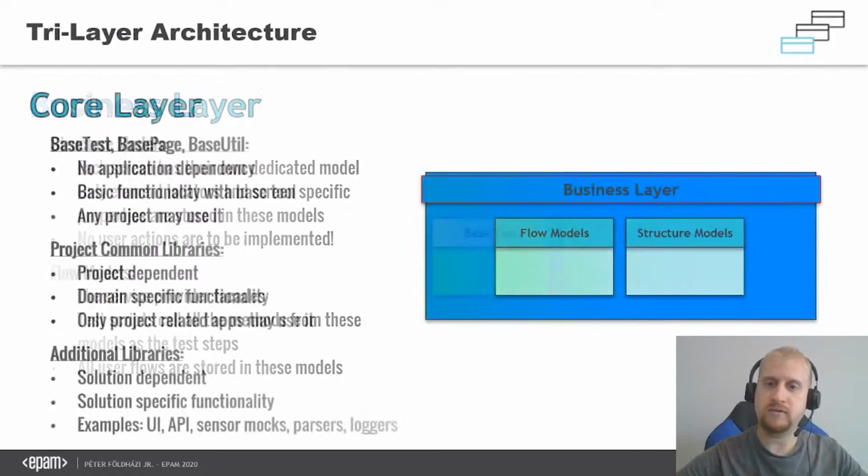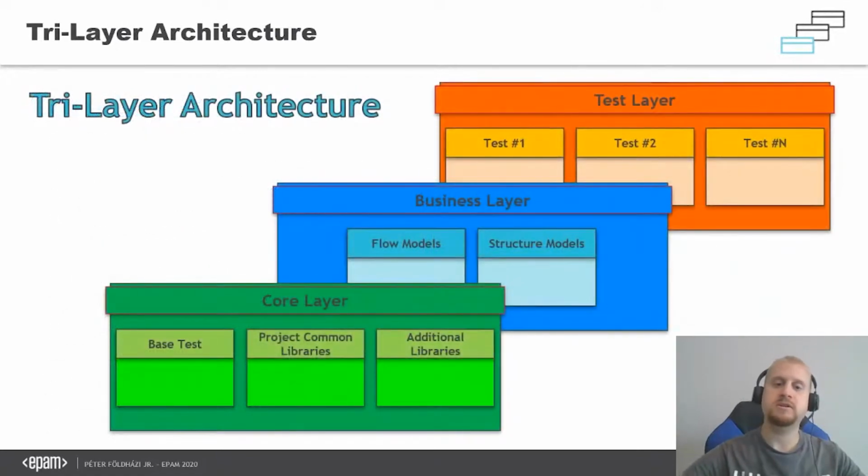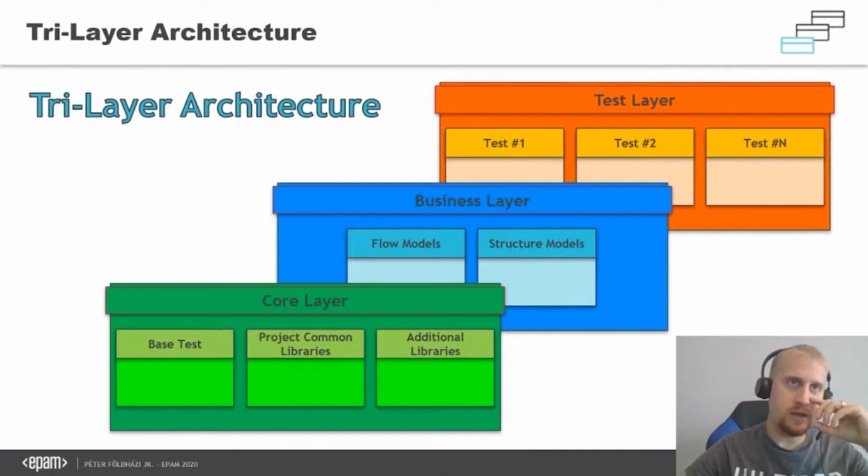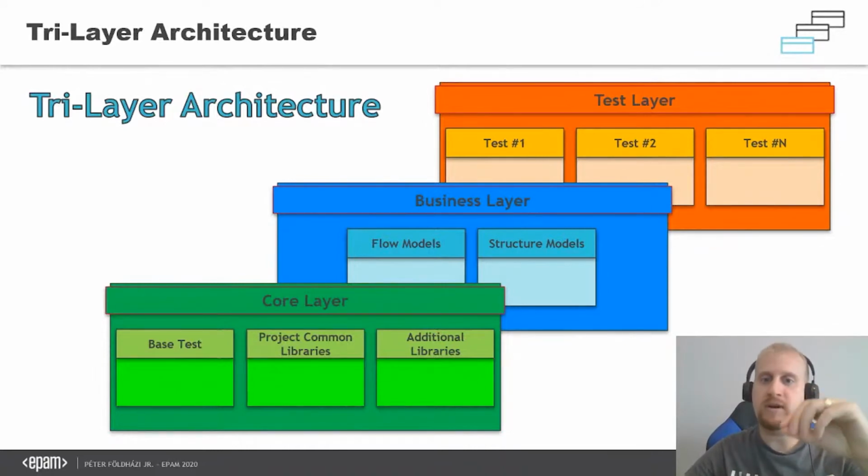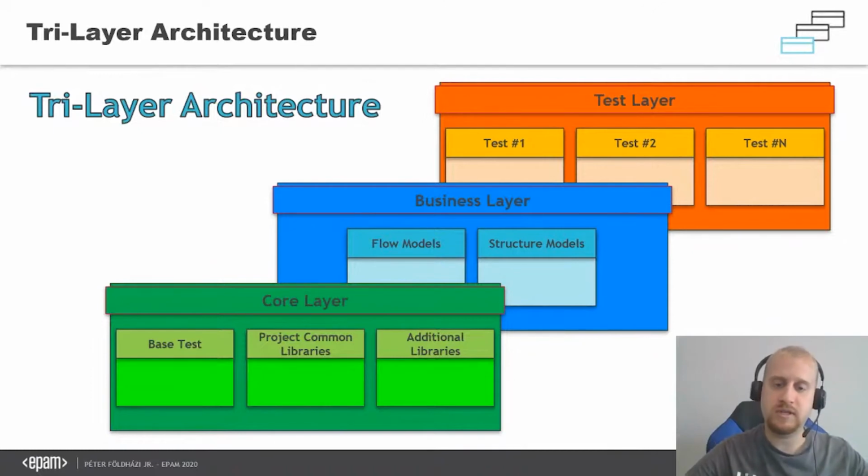Let me go back to the tri-layer architecture just for you to see the whole in one picture again. So the core layer includes all the stuff that you can use in other projects or inside the project for other products. And if you do it correctly, you don't have to do anything else other than giving the libraries to your colleagues. If you have to do anything additional, then that means your abstraction wasn't correct.